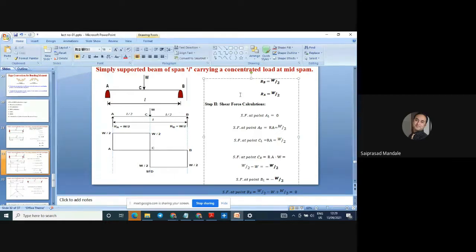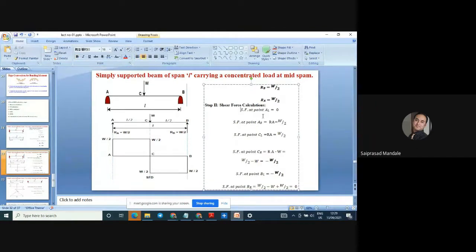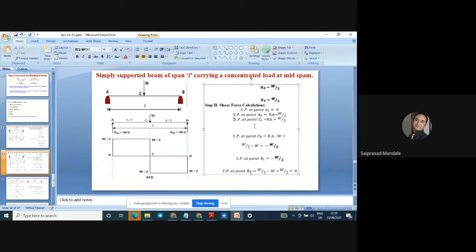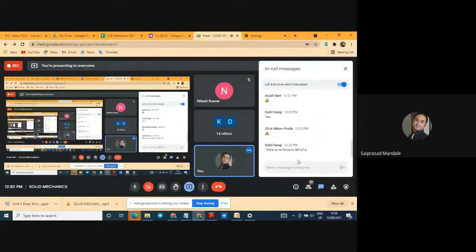Okay. I guess everybody has come to know the calculations. If any doubt, any query, ask me right now. If the shear force left of A equals left of B equals 0, in that case whatever calculation you have done is perfectly correct. If any doubt, query in this regard, please ask me.